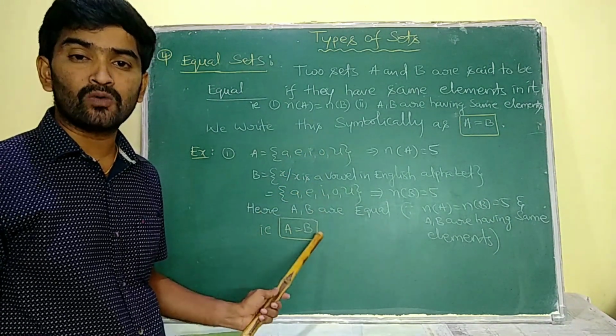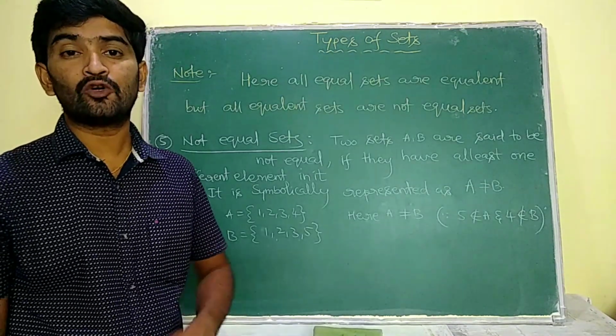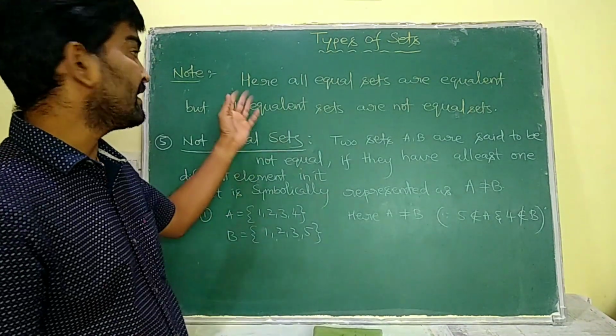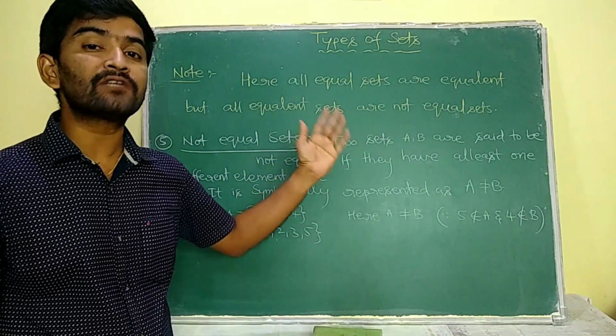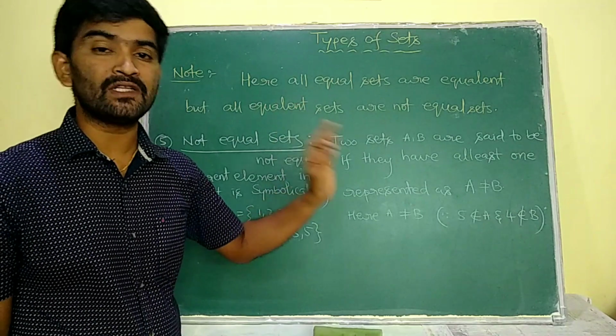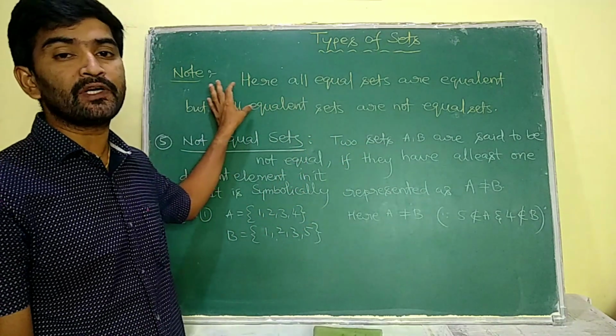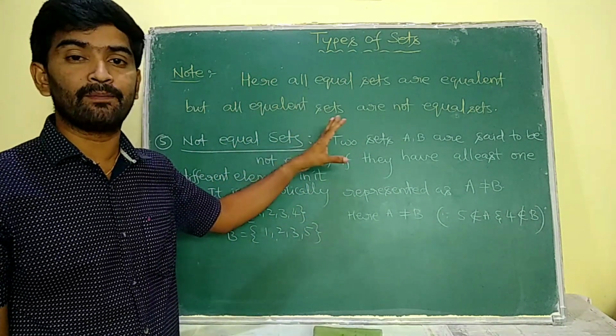Here one note point we have to remember, that is, all equal sets are equivalent, but all equivalent sets are not equal sets. This is a very important note point, and also it is a very important bit.